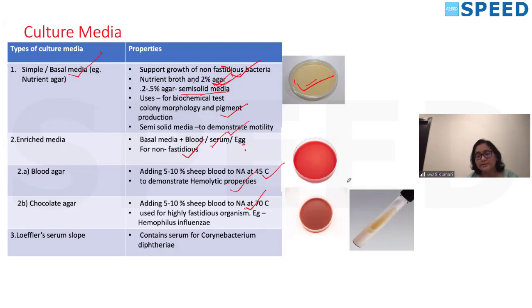Now, Loeffler serum slope. So this is your blood agar picture. This is your blood agar picture. This is your chocolate agar picture. Now this is your Loeffler serum slope. Slope is slanting position, right? So this is your Loeffler serum slope, which we use for the culture of Corynebacterium diphtheriae. So that is your Loeffler serum slope. That is your third enriched media.